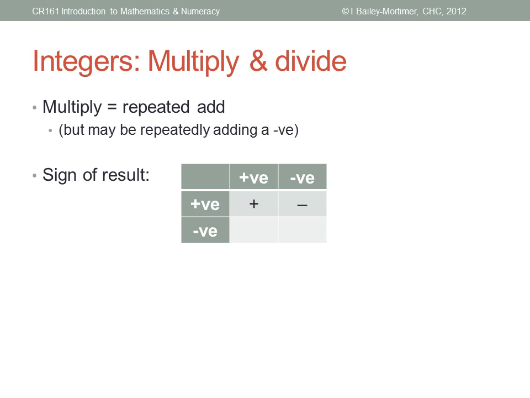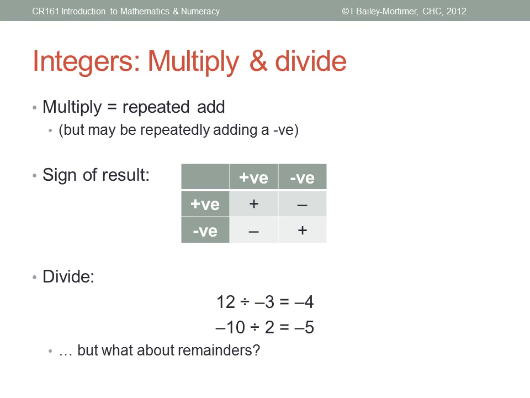So if you're repeatedly adding a negative number many times, then you're going to end up with a negative answer. And if you have a negative number of repeats, the sign is the opposite of what it was before. A negative number of repeats of a positive number will be negative, and a negative number of repeats of an already negative number has to give a positive result. Okay, so far so good.